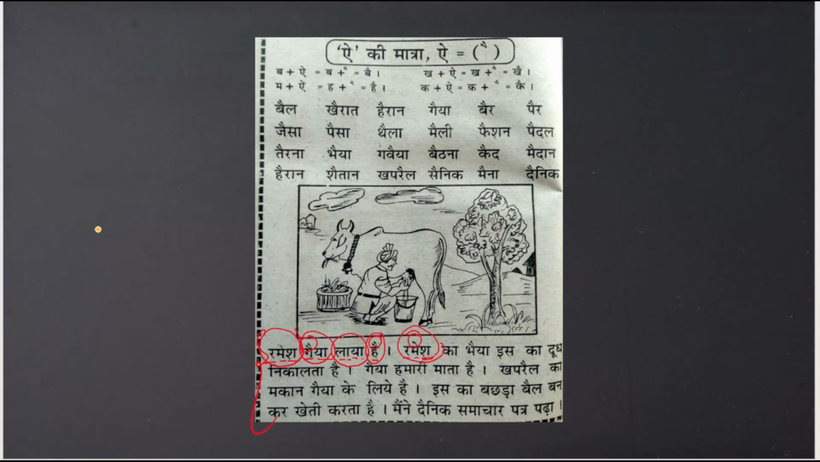I'm assuming that you have already revised the previous videos as we have already learned about matra of a, okay? This is mother of a. So this is ra and this is mother of a. And this is sha. Now it became Ramesh.